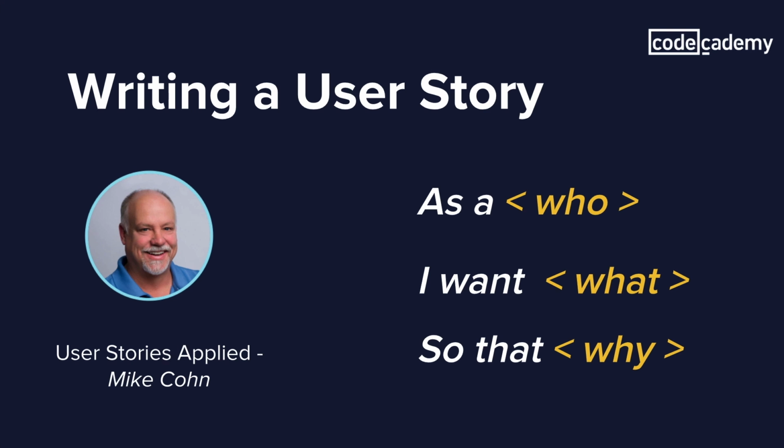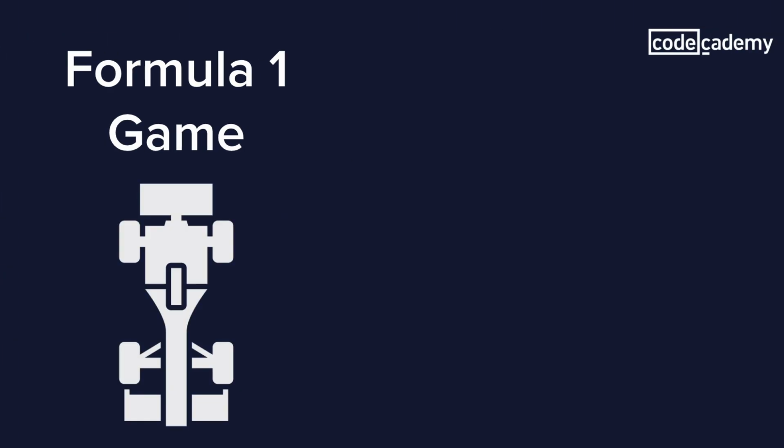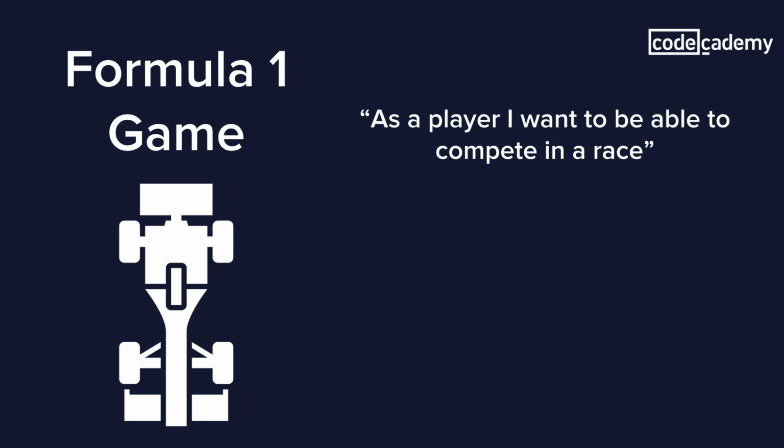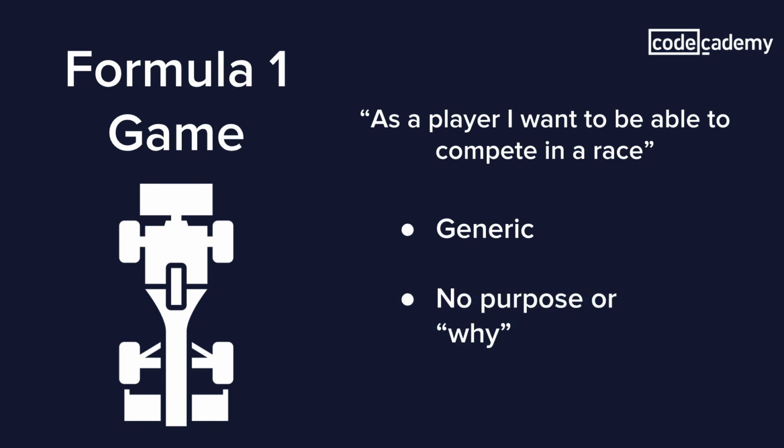Now, let's look at an example of what makes a good user story and what makes a bad one. Let's pretend we're building a Formula One game, and someone comes up with a user story that says, as a player, I want to be able to compete in a race. Now, there are a few things in this user story that make it a bad user story. Well, for starters, it's very generic. If we're building a Formula One game, it's kind of self explanatory that we want to be able to compete in a race. Secondly, there's no purpose or why. Due to its generic aspect, there's no specific purpose of why this user story is needed. And lastly, there's no specifics, so we don't really know when this user story is complete because it's made up of a bunch of different user stories. It's very generic and vague.